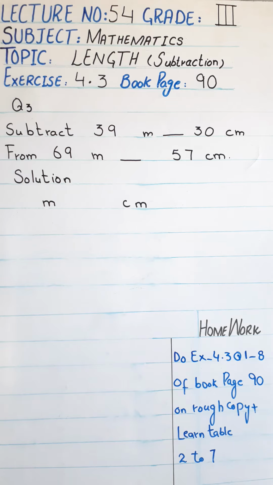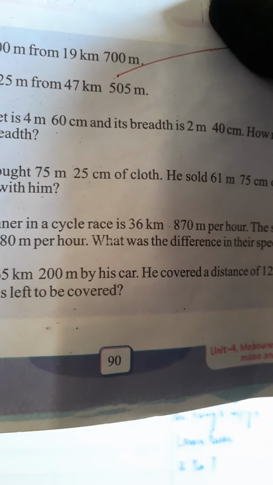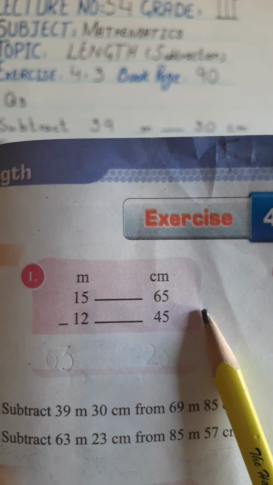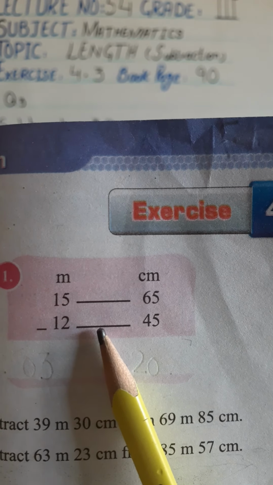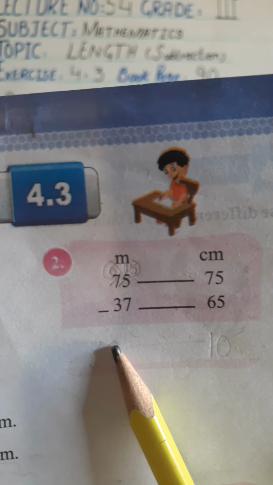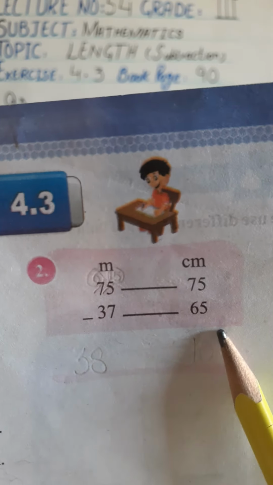Kindly open your book page 90. Hurry up. Book page 90, exercise 4.3. Okay, students, look at its first question. Solve: 15 meter 65 centimeter minus 12 meter 45 centimeter. Question number 2: 75 meter 75 centimeter minus 37 meter 65 centimeter.